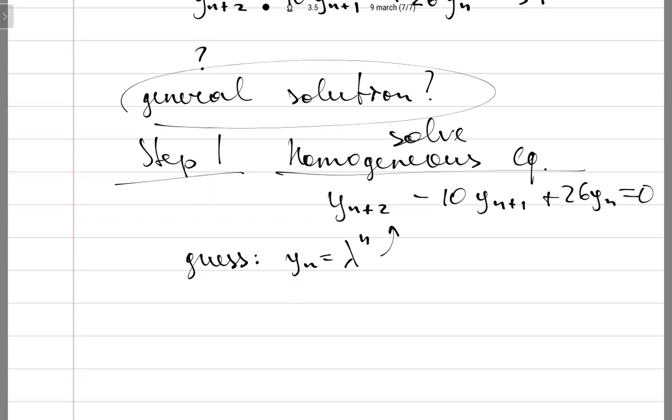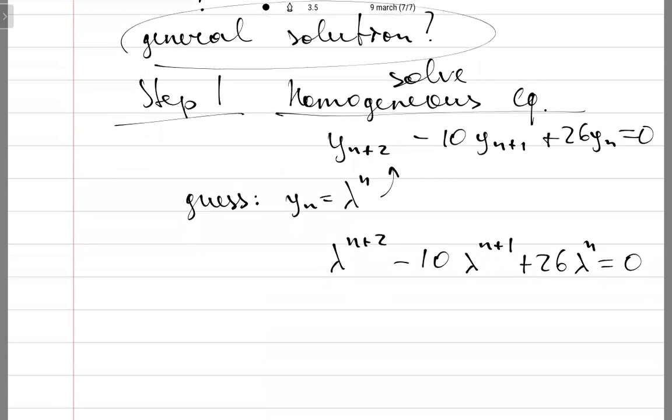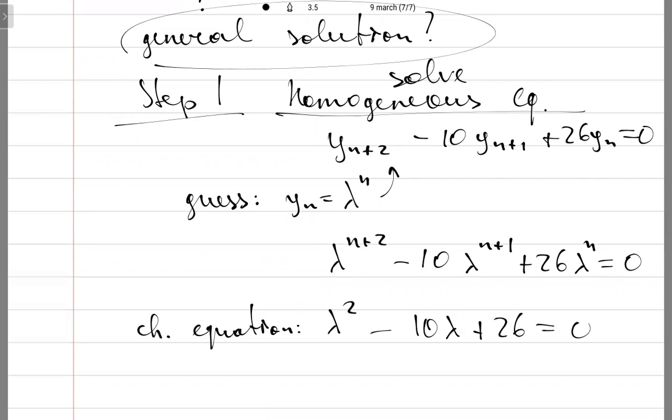If I plug my guess into the homogeneous equation, I will get lambda to the power n plus 2 minus 10 lambda to the power n plus 1 plus 26 lambda to the power n equals 0. I cancel lambda to the power n, and I will have what is called the characteristic equation: lambda squared minus 10 lambda plus 26 is 0.